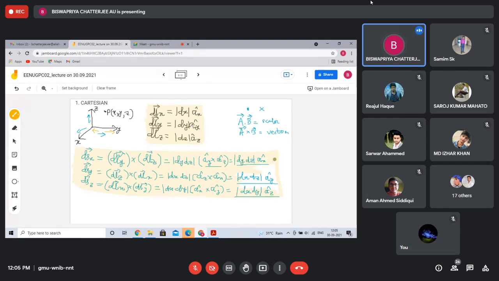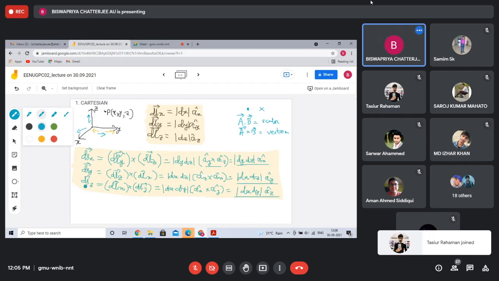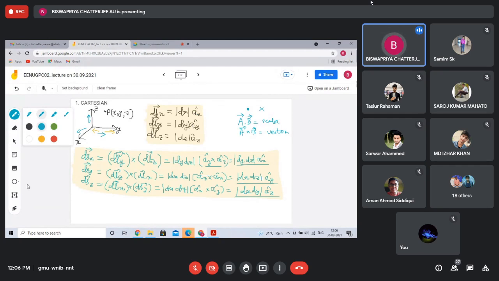So if you look at these rightmost expressions, these are the ultimate results. dsx is nothing but dy dz ax cap. dsy is nothing but dx dz ay cap, and dsz is nothing but dx dy az cap. Okay, so these are the differential line elements. These are the differential surface elements.